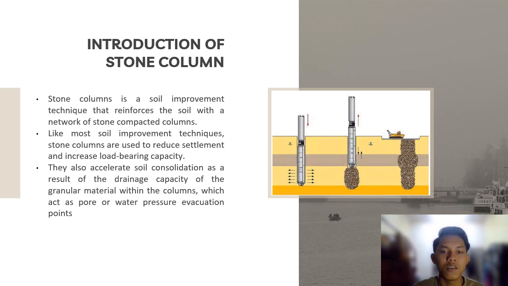The first one is introduction of stone column. Stone columns is a soil improvement technique that reinforces the soil with a network of compacted stone columns. Like most soil improvement techniques, stone columns are used to reduce settlement and increase load-bearing capacity. They also accelerate soil consolidation as a result of the drainage capacity of the granular material within the columns, which act as pore water pressure evacuation points.